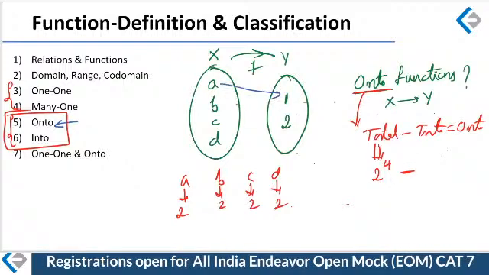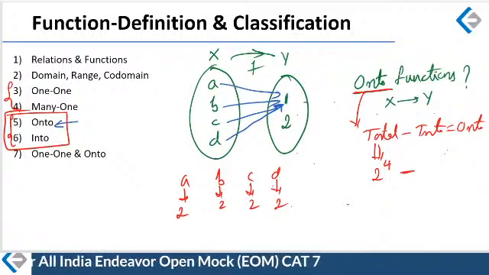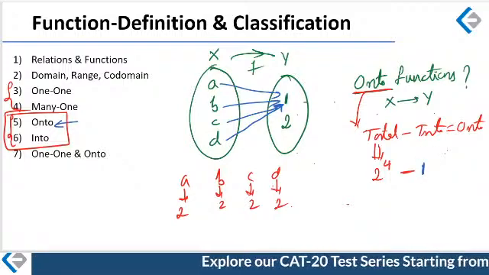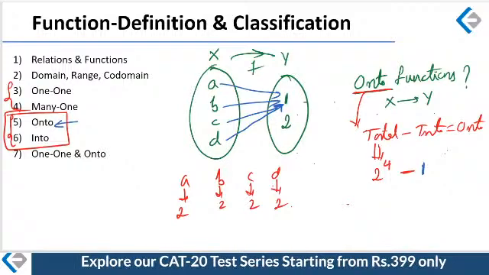Assume that every element is associated with 1. A, B, C, D are all associated with 1. That is one into function. I'm showing the number of into functions, friends. What is this into function? This is an into function because element 2 is not engaged.